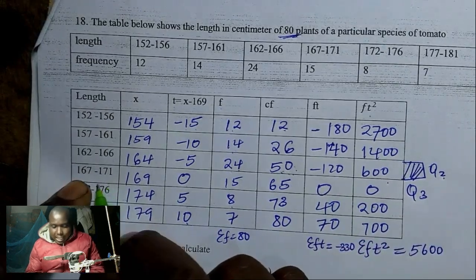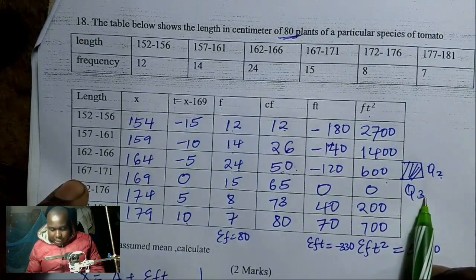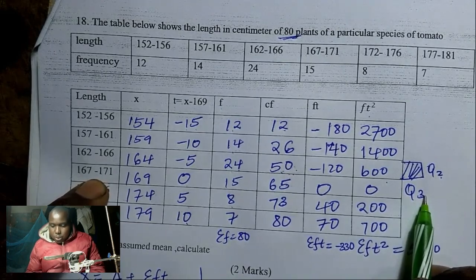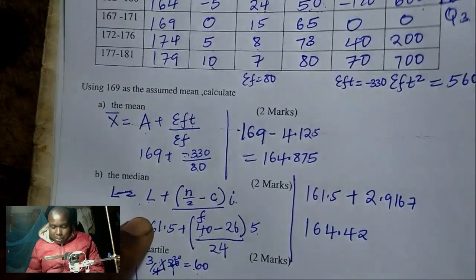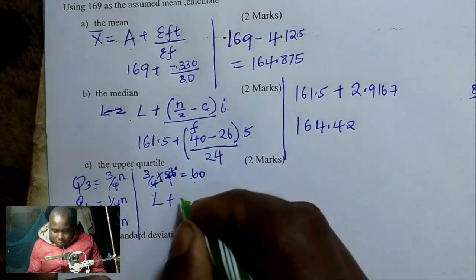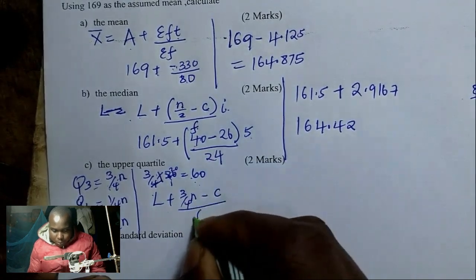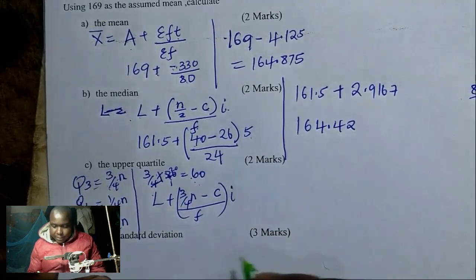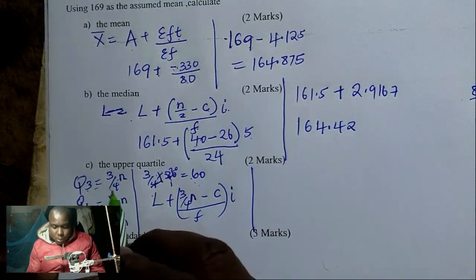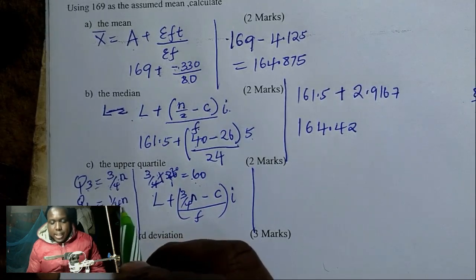So the class interval, not the class interval, but the quantile class is 169 to 171. Are we together? Yes. So what now? The formula is the same as this one. So we are going to have L plus, not now n, but 3 over 4 n minus C over frequency times I, right? The difference is that the upper quantile is found by 3 over 4 n. The median is found by half n. And the lower is found by 1 over 4 n.